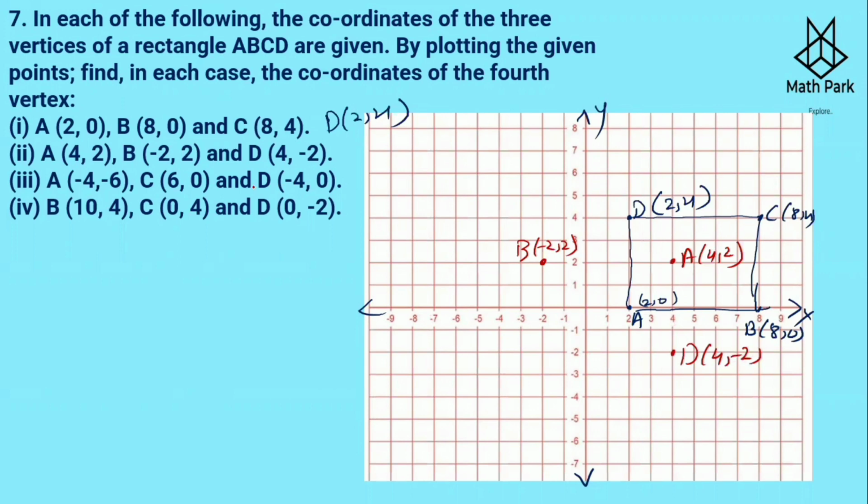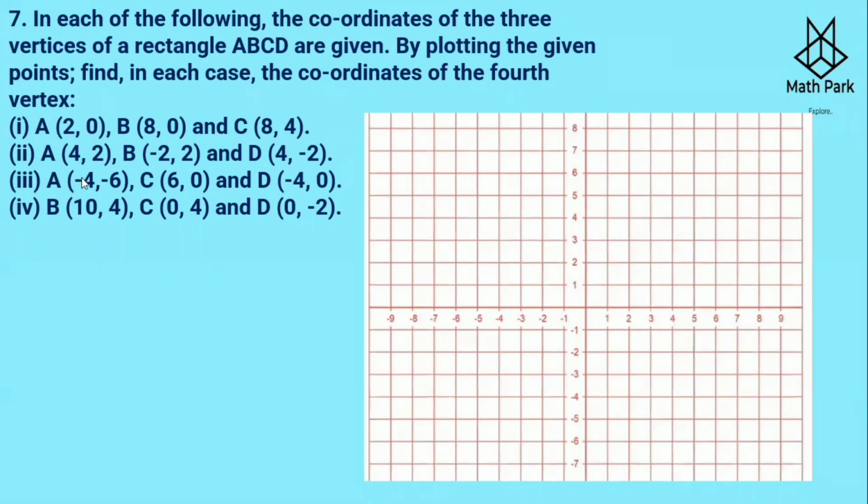And then you are asked to find the fourth vertex. The third one: A (-4, -6), minus 4 on the x-axis and minus 6 on the y-axis. So it is going to go in the third quadrant. This is your A (-4, -6). Then C (6, 0). X is 6 and y is 0. So C (6, 0) is this point.